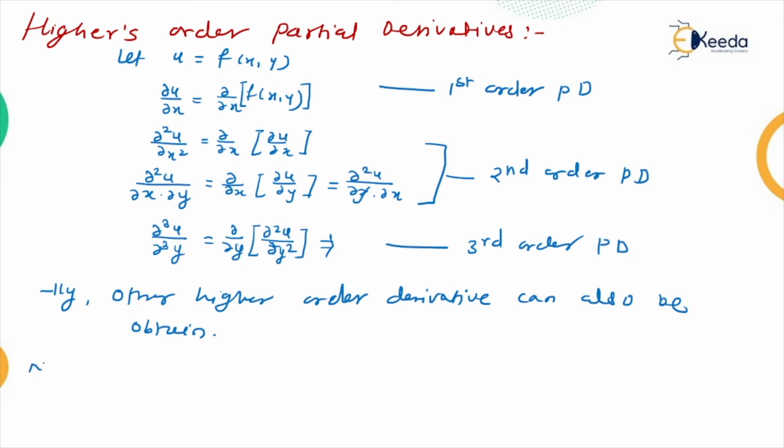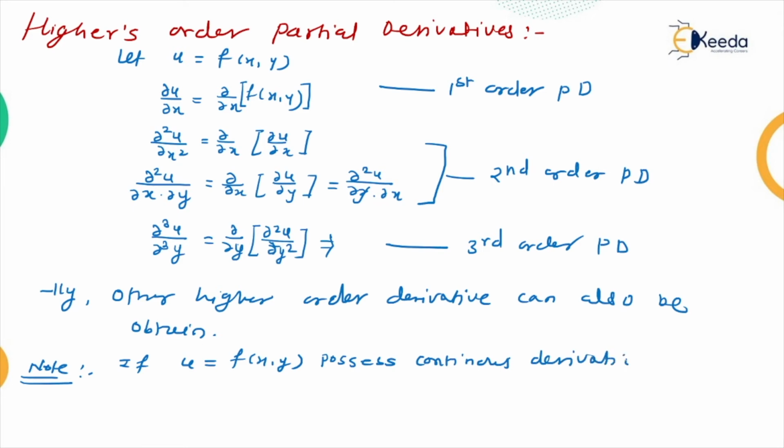So there is a note for you. One note you have to remember: if u is equal to a function f of x, y, and it possesses continuous derivatives, that is continuous partial derivatives, I am writing especially second order. For example, u has a second order derivative, right?